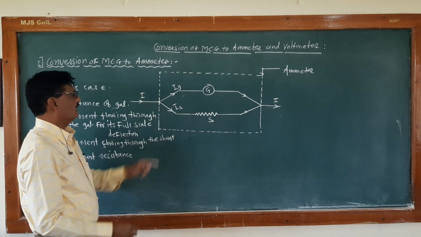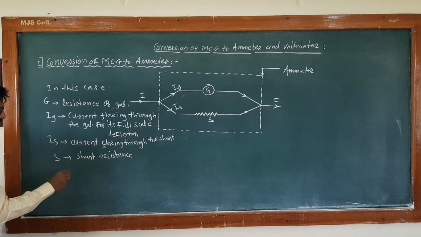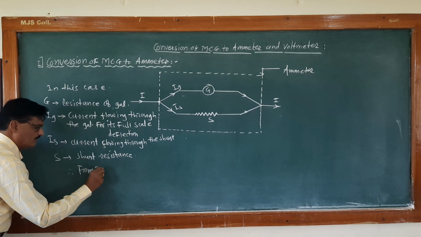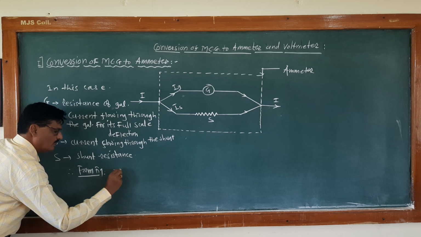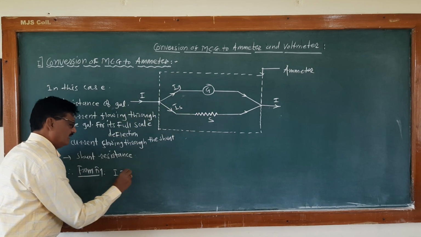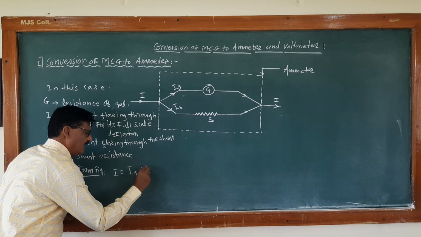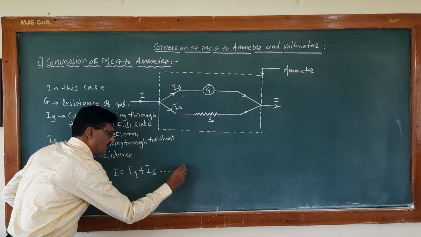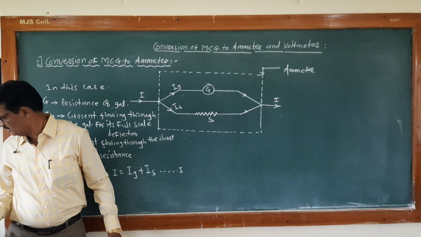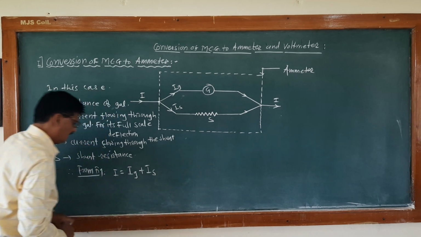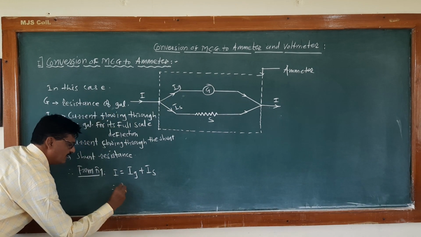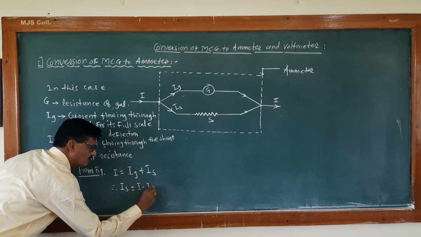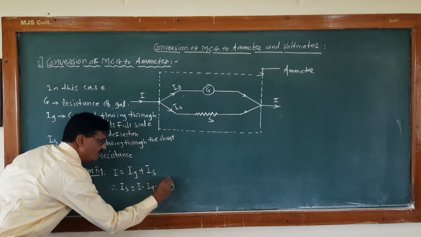Here I is the current flowing through the source, and therefore from the figure we can write the total current as I is equal to Ig, the current flowing through the galvanometer, plus Is, the current flowing through the shunt. So Is is equal to I minus Ig. Call this equation number 1.